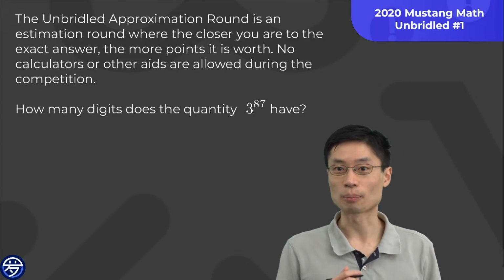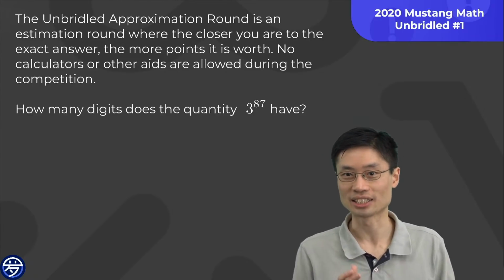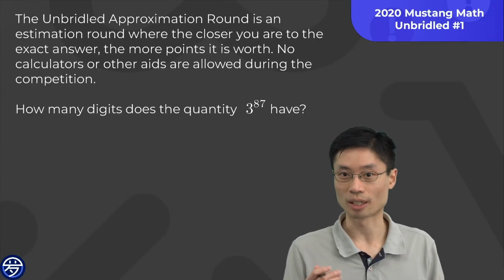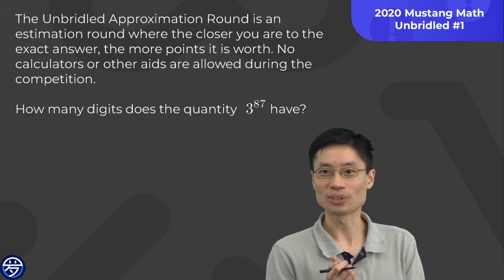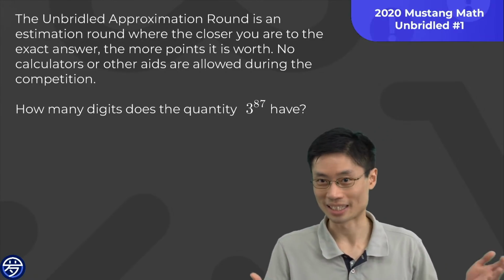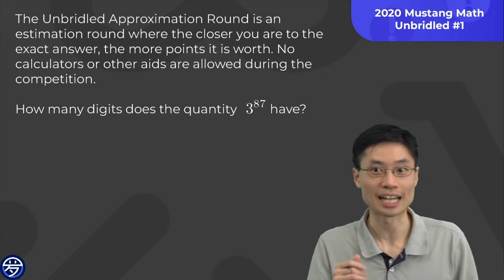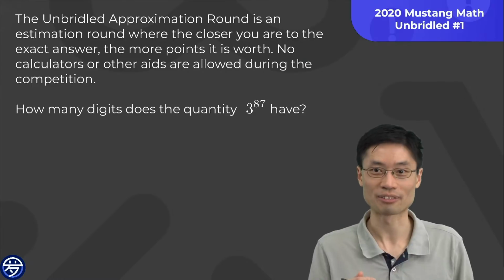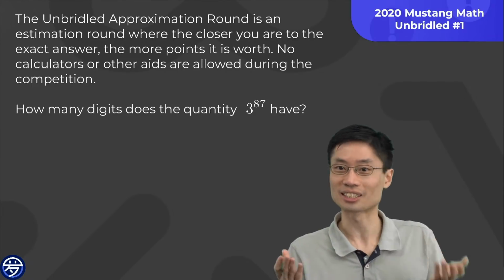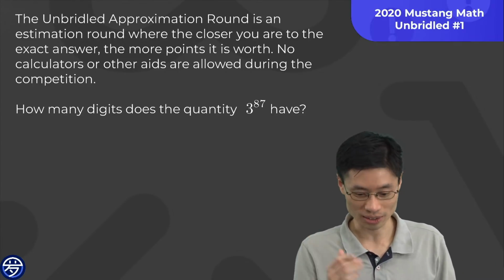The unbridled approximation round is an estimation round where the closer you are to the exact answer, the more points it is worth. No calculators or other aids are allowed during the competition. Okay, so this is a problem where they're just looking for us to approximate. Approximation means that we're not looking for the exact right answer. For that, you can use Wolfram Alpha. Instead, the question is, how close could we get? And look at this, Rithik thinks this is cool. I think this is cool too. You're just trying to get as close as you can, and you get more points the closer you are.